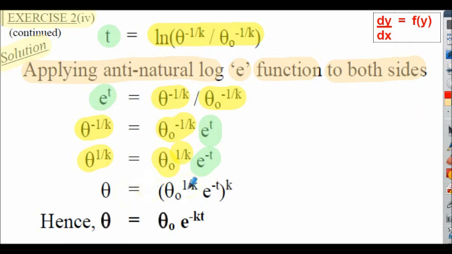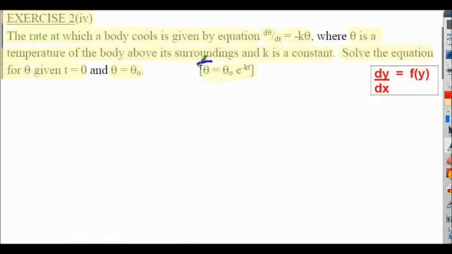Finally, we raise both sides of the equation to the power of k. So on the left hand side we have theta to the power of 1, which is simply theta. On the right hand side we have the bracket raised to the power of k. So our solution for theta is equal to theta naught to the power of 1, or simply theta naught, multiplied by e to the power of negative kt. We've used the third law of indices here on the right hand side to obtain the final result. And that's what we were asked to prove in the question, as stated here.